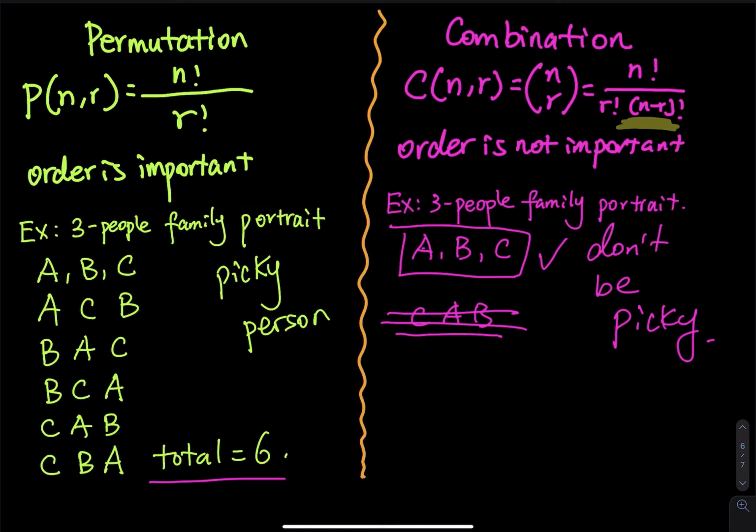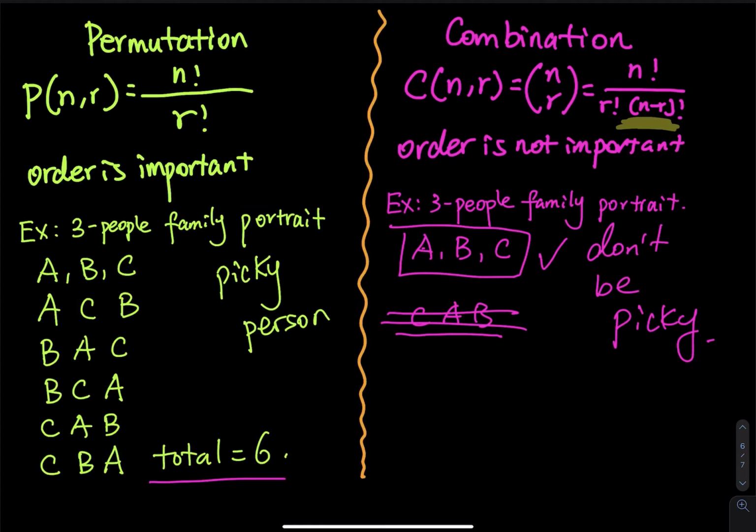So permutation has more outcomes. Combination has fewer outcomes. Why? If you look at the formula, permutation is n factorial divided by n minus r factorial. But in combination, I highlighted the part for you, you also need to take r factorial times n minus r quantity factorial in the denominator. So that means when you do combination, you have to take n factorial divided by a bigger denominator. As a result, you get a smaller quotient.